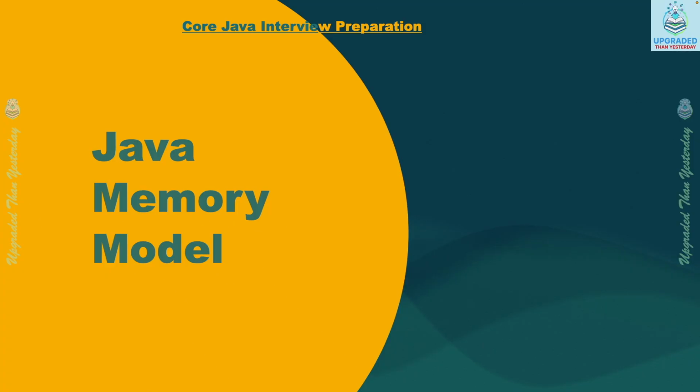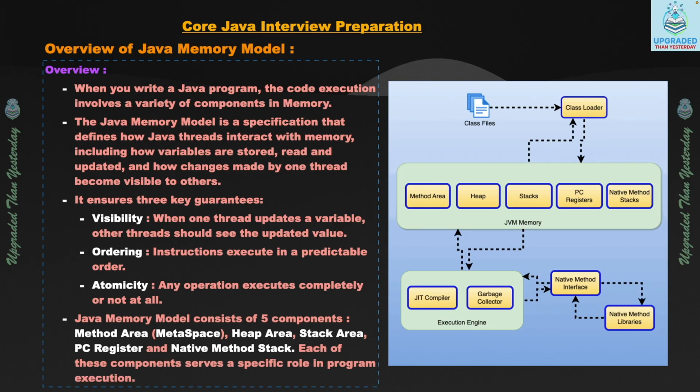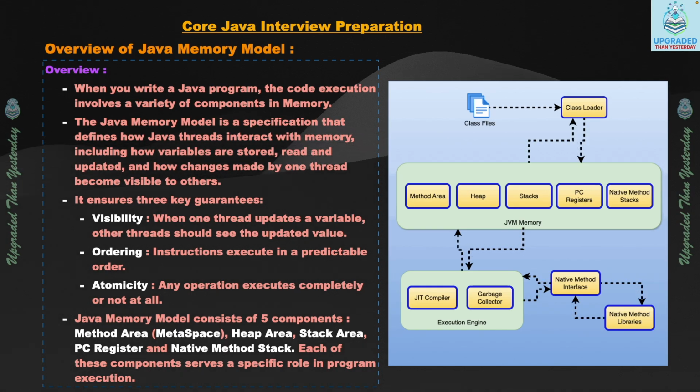Today we are going to learn about Java Memory Model. Overview of Java Memory Model. When you write a Java program, the code execution involves a variety of components in memory. The Java Memory Model is a specification that defines how Java threads interact with memory, including how variables are stored, read, and updated, and how changes made by one thread become visible to others.